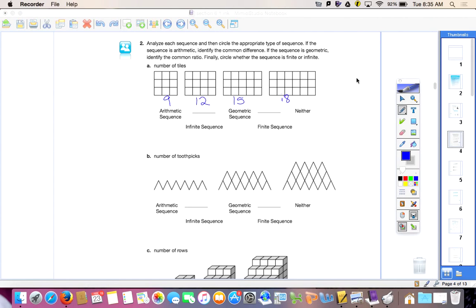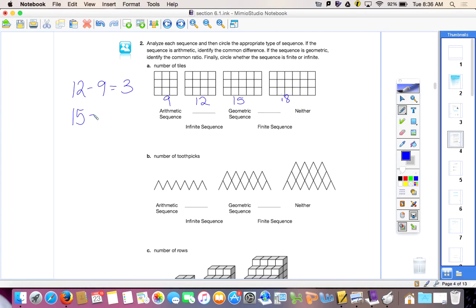Okay, so looking at these numbers, we've got 9 tiles in our first figure, then 12 in our second, and 15 in the third figure, and 18 in the fourth figure. So what is happening between each figure? Well, we can determine if it's an arithmetic or geometric sequence by finding if there's a common difference or if there's a common ratio. So 12 minus 9 is 3. And 15 minus 12 is 3. And 18 minus 15 is 3.